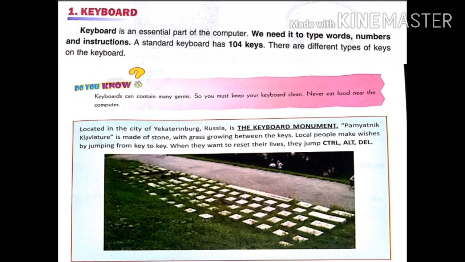Now first input device is keyboard. Keyboard is an essential part of the computer. We need it to type words, numbers and instructions. A standard keyboard has 104 keys. There are different types of keys on the keyboard. Children, you must have seen a keyboard in your computer lab. It is used for typing words, numbers and special symbols.